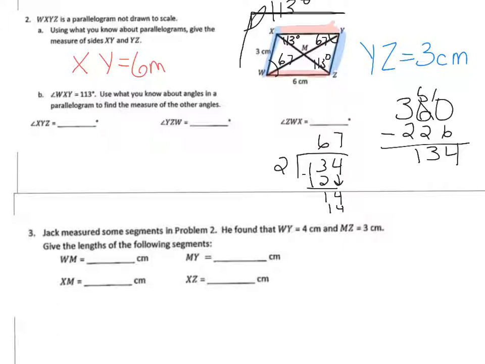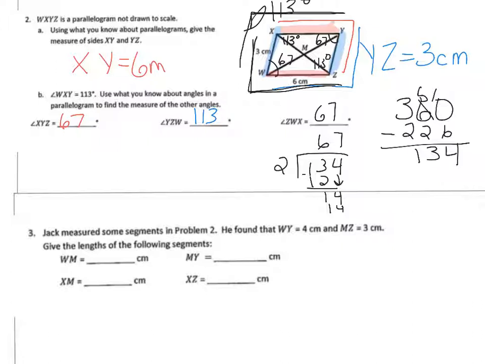So now let's fill in the blanks. We're looking for angle X to Y to Z. So X is here to Y to Z is how many degrees? 67 degrees. That's right. Now we'll do from Y to Z to W. From Y to Z to W is 113 degrees. Nice job. And the last one, from Z to W to X, that's also 67 degrees.